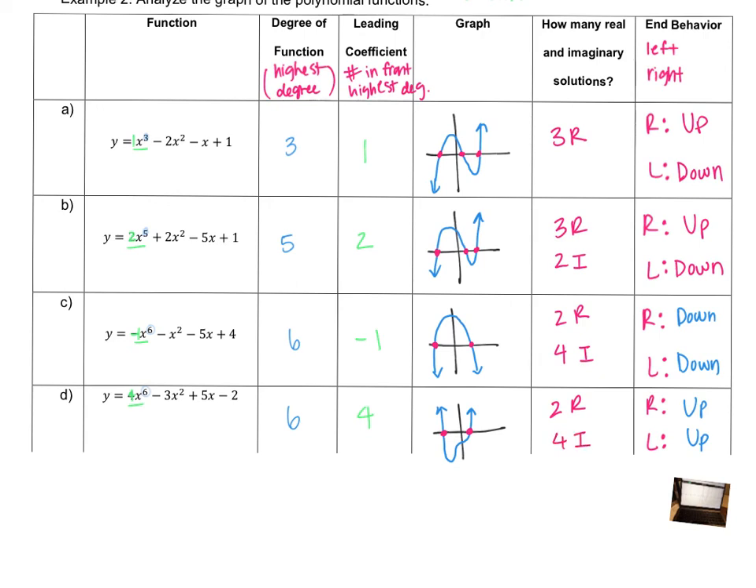And that's it. That's how you find the degree of the function and the leading coefficient. You'll have to graph it using Desmos or some sort of graphing calculator. Then the degree of the function and the x-intercepts will help you locate how many real solutions and imaginary solutions there are. And that's basically it.